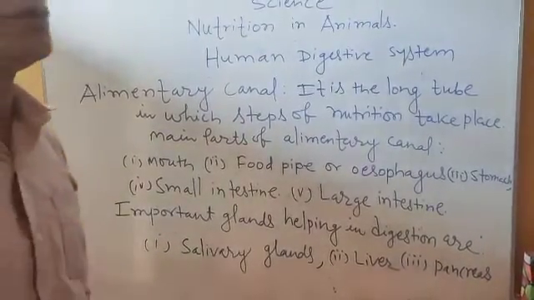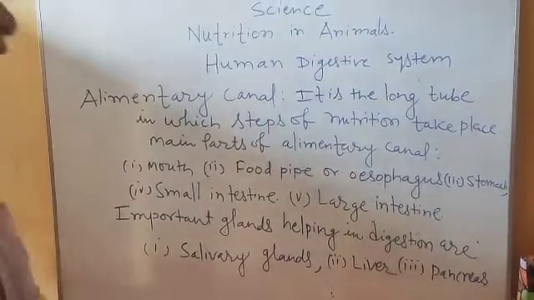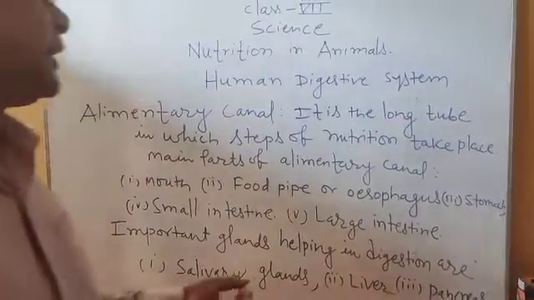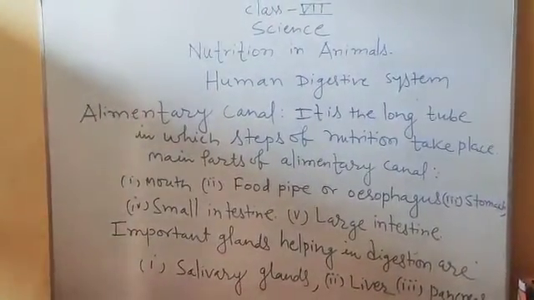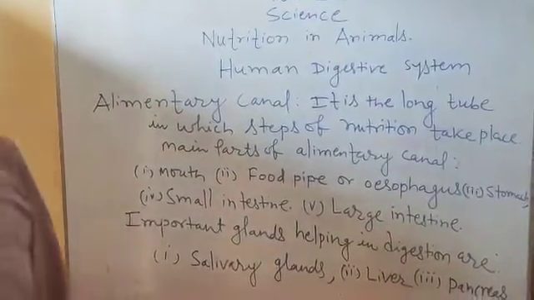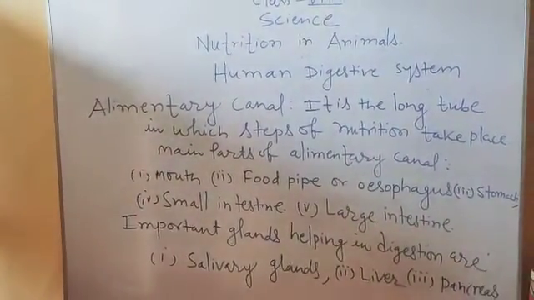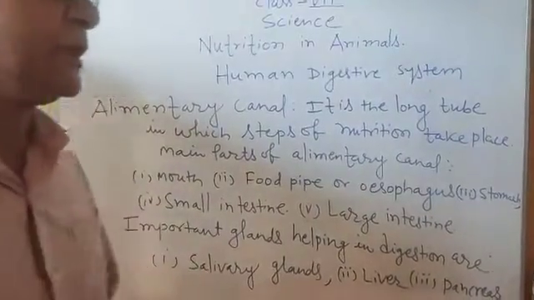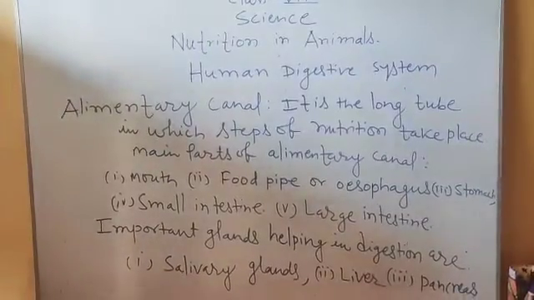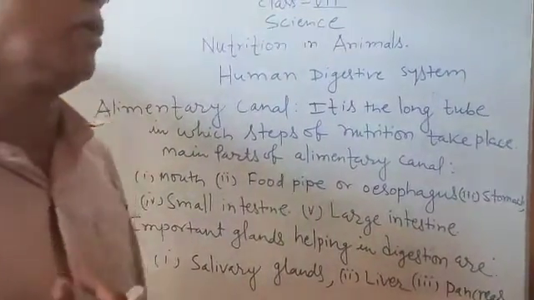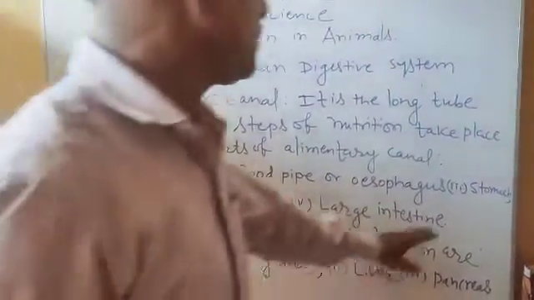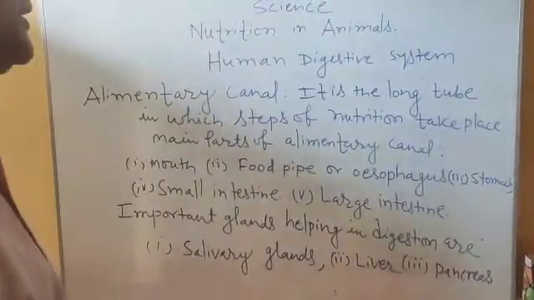When we take solid food, it also goes into the stomach. What is the reason? Because there is a type of motion that occurs in esophagus or food pipe. This motion is known as peristalsis. Due to peristalsis motion, the food does not stop in the food pipe. It goes from mouth into the stomach. The stomach is the third part of alimentary canal.